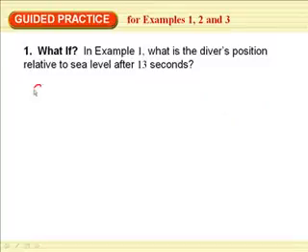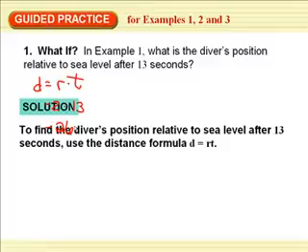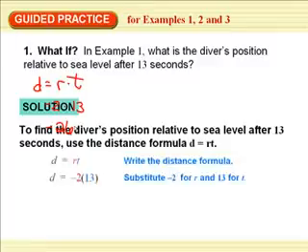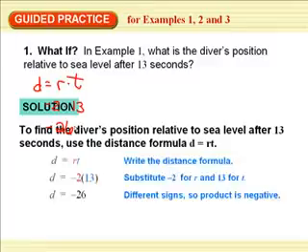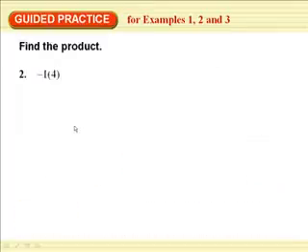Well, if you can remember, that was distance equals rate times time. His rate is negative 2 feet per second, so it's going to be negative 2 times 13, which is 26 feet below sea level. And they wrote the distance formula like we did, substituted the numbers in, negative 26. We are so smart.